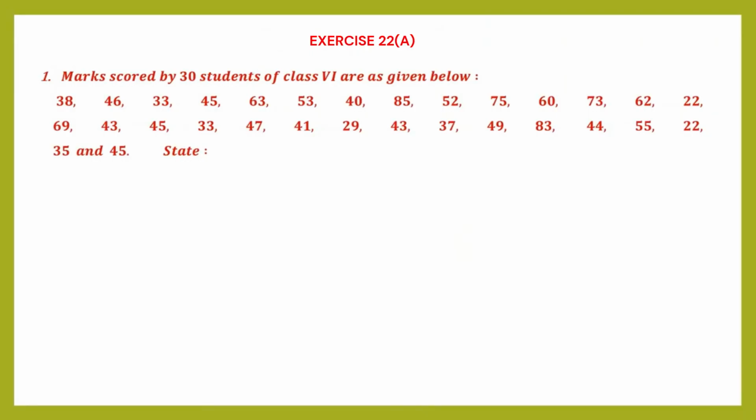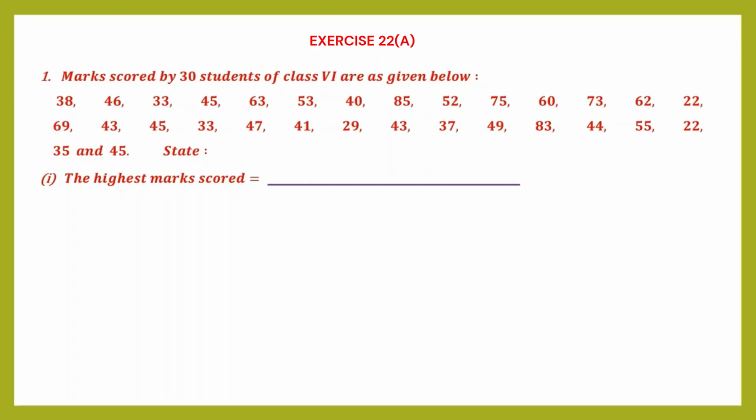Question 1. Marks scored by 30 students of class 6 are given as below. So we've been given some data here and this is called the raw data. These are observations that are taken, collected as a result of some kind of study or research. So looking at this, we're going to answer a few questions. Question 1 is the highest marks scored. We have to state the highest marks scored here.